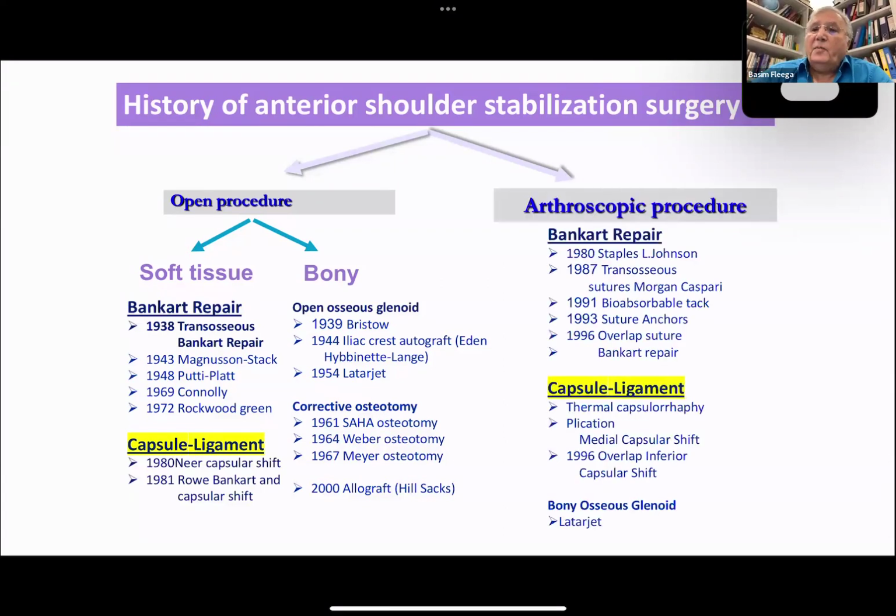The era of arthroscopic procedures started in 1980 with the Bankart repair, also with the staples by Lenny Johnson, then followed by suture transosseous fixation and anchors suture fixation, mostly widely used now, and also the overlap suture Bankart repair. Then capsular reconstruction was necessary as the failure rate was high. So there was the thermal capsulorrhaphy and plication, as well as the arthroscopic overlap inferior capsular shift. Many cases are also treated with Latarjet procedure, as we showed before.